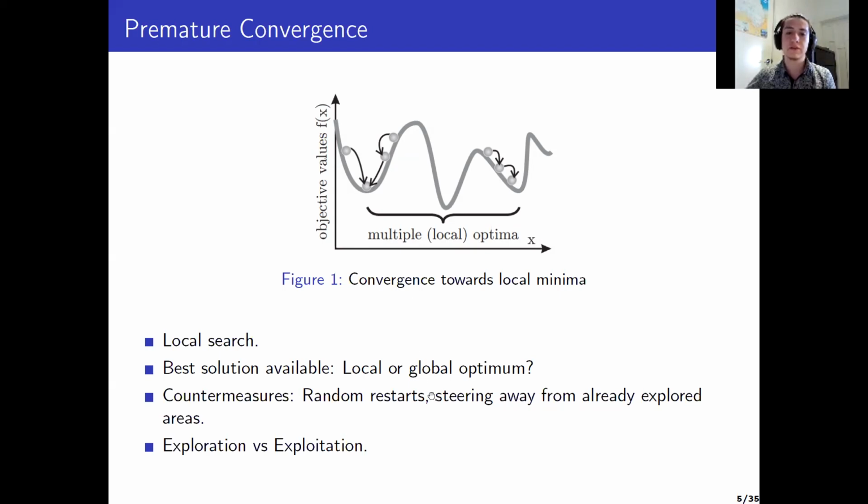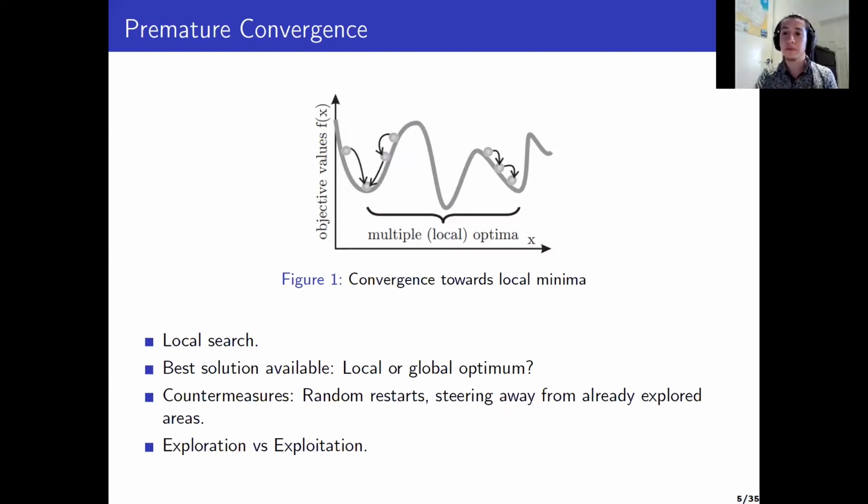And some of these countermeasures that we can mention are random restarts, so trying out local search iteratively from random starting points, or using some methods to steer away from already explored areas so we can improve the probability of reaching different optimal solutions. And in this context, it's relevant to mention this balance between exploration and exploitation. Premature convergence shows up when we are doing exploitation, so finding local optimal values closer to starting points. But we need a correct balance with exploration so we can cover the whole feasible set.